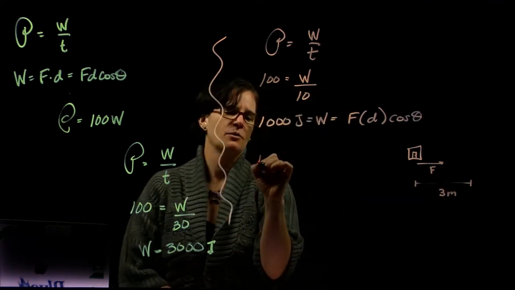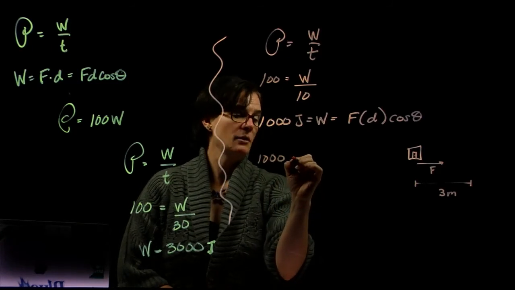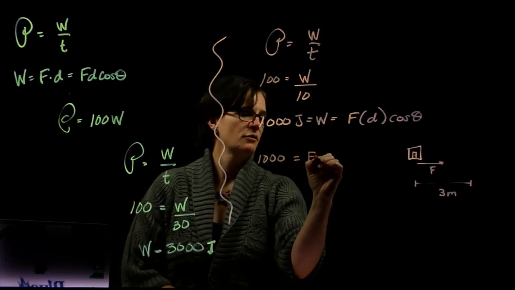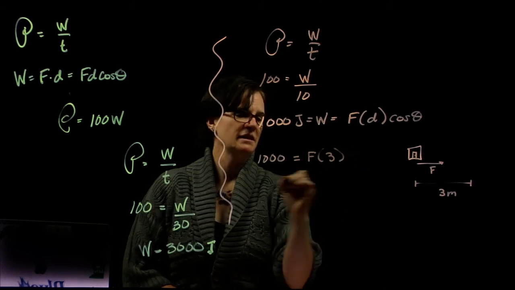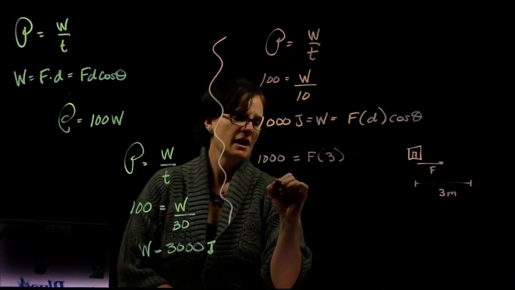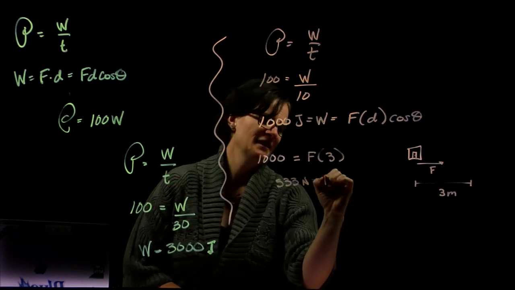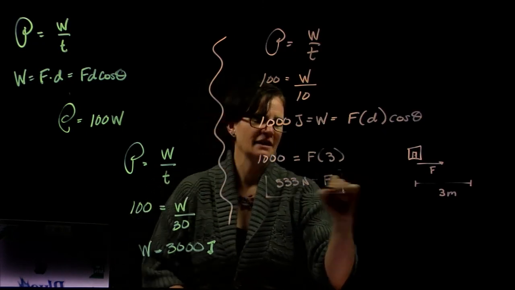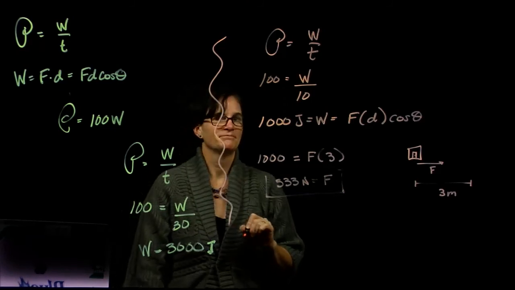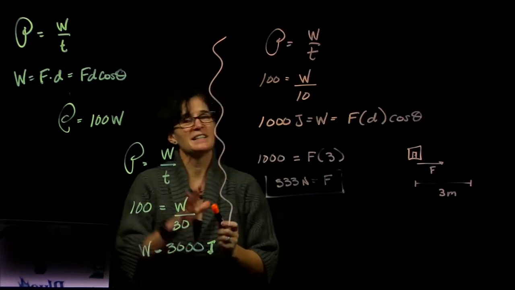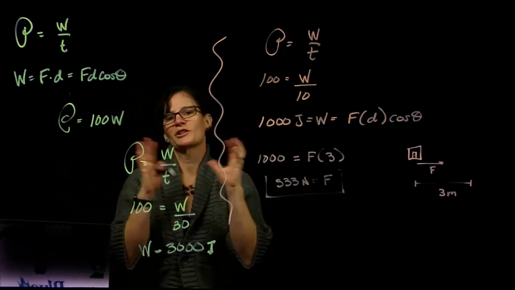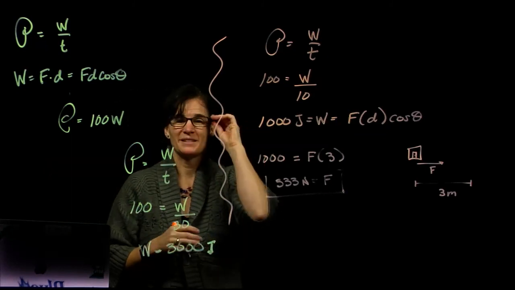So we have our 1,000 joules of work being done equals force times 3. Divide both sides by 3, and we get 333 newtons equals the force exerted by that engine. All right, so just utilizing the idea of power and the idea of work to solve some different types of problems. Good job.